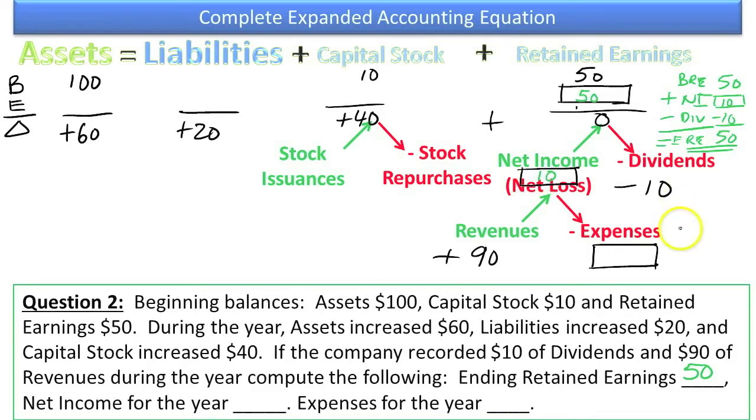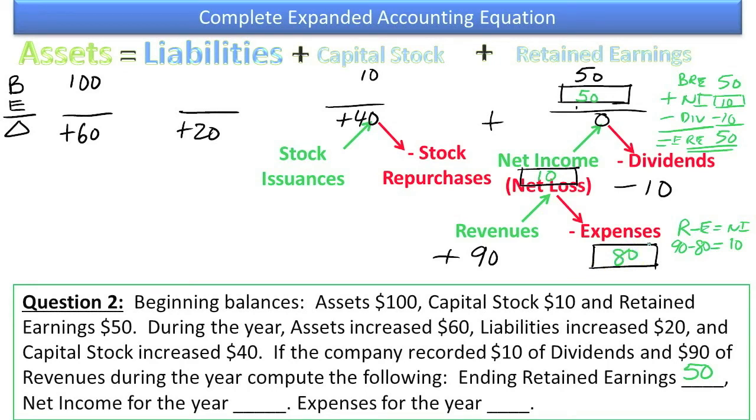The formula for net income is revenues minus expenses. As you can see here, revenues minus expenses equals net income. We know the revenues to be 90. We don't know the expenses. That's what we're trying to find out. And our net income is 10. 90 minus something equals 10. That has to be expenses of 80.